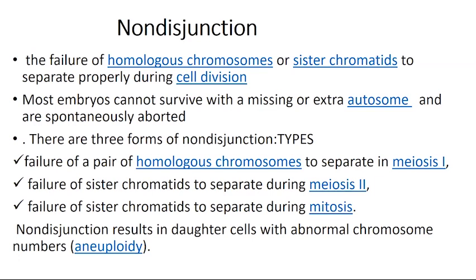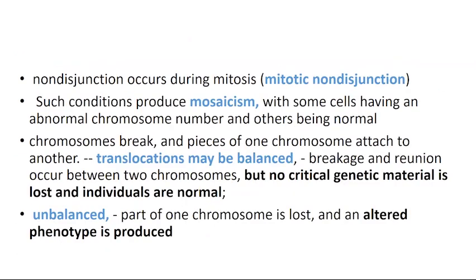If an equal number of cells do not divide during mitosis or meiosis, it can result in an anomaly. Non-disjunction occurring during mitosis is mitotic non-disjunction. Some conditions produce mosaicism, with some cells having an abnormal chromosome number and others being normal. So it can be a mixture. That is what is called a mosaic appearance. It has a mixture type.